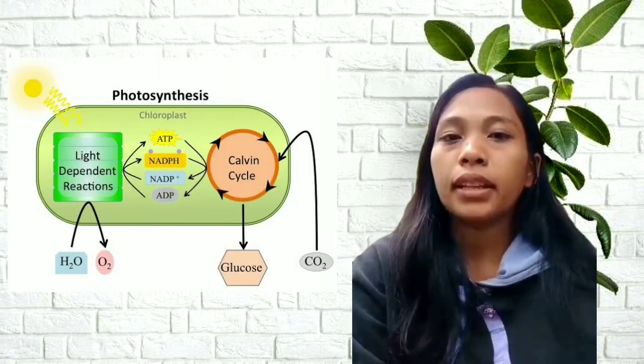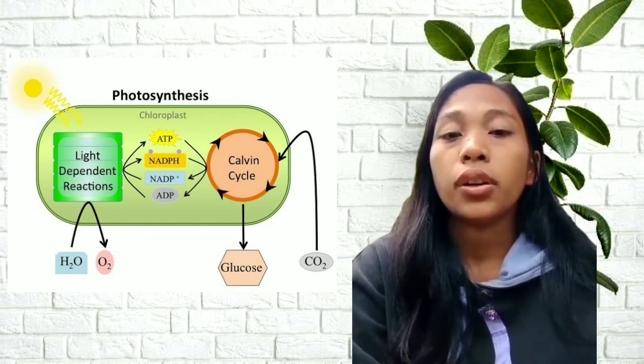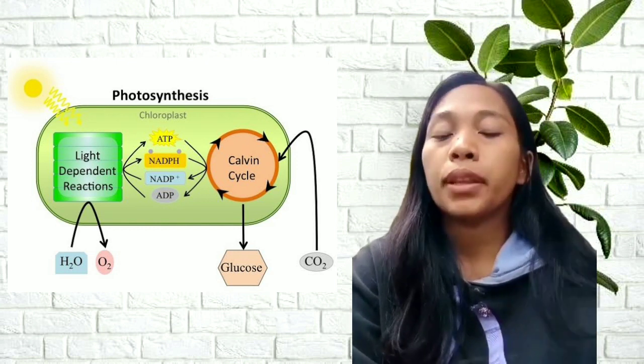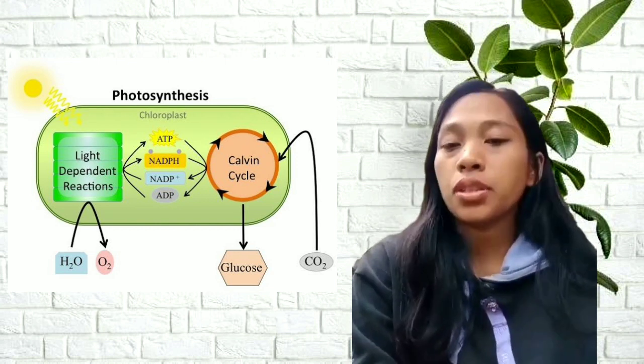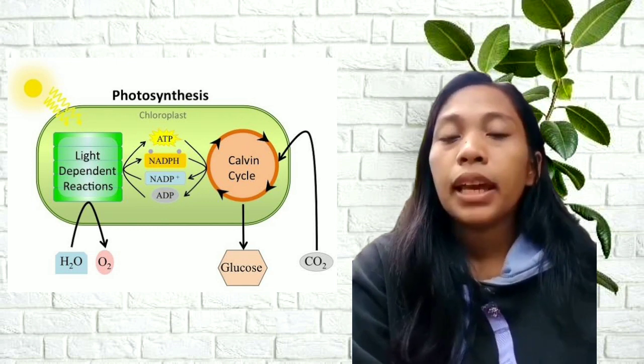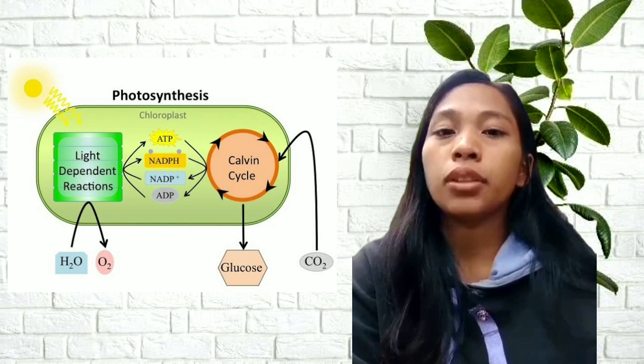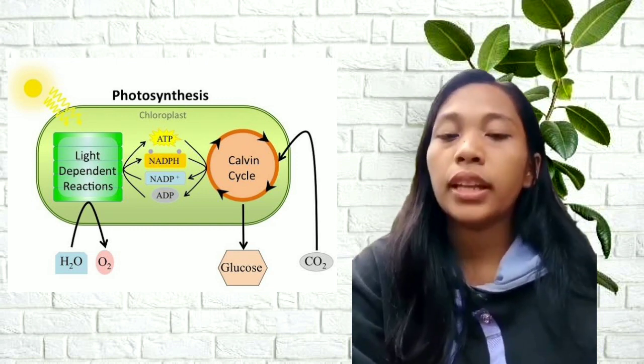Last but not least, what are all the byproducts of light-dependent and light-independent reactions? The byproducts in photosynthesis, in plants, based on what we've discussed a while ago, are oxygen, adenosine triphosphate or ATP, NADPH or nicotinamide adenine dinucleotide phosphate with hydrogen, and sugars.